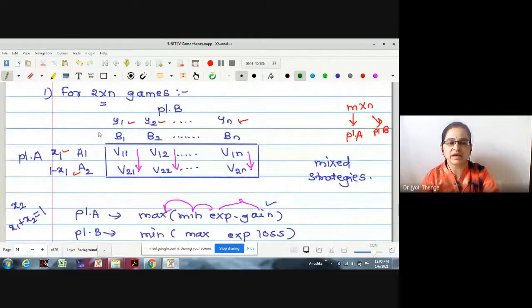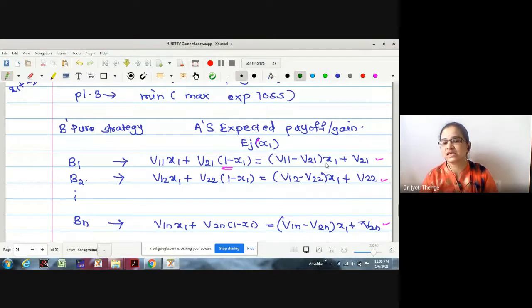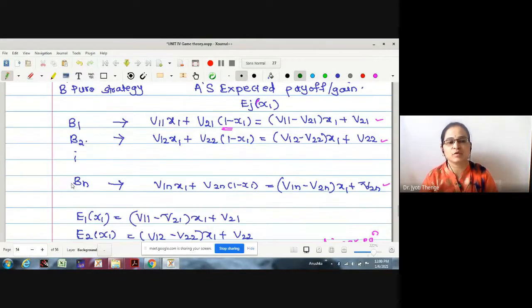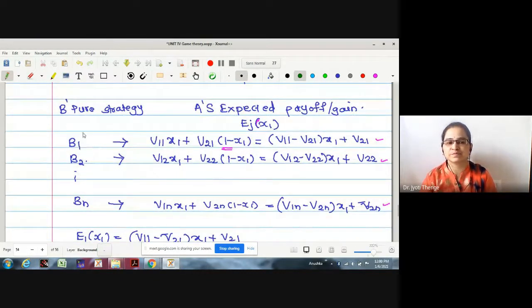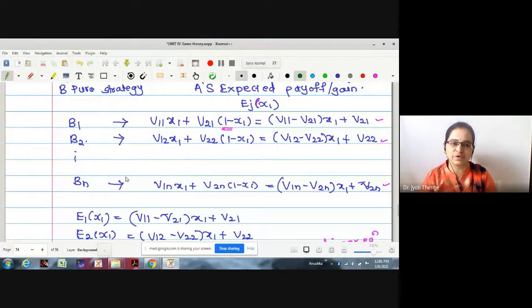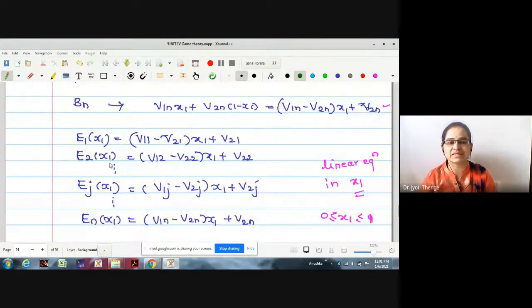So what will be the expected gain by player A if B chooses to play B1? As we have discussed already with the help of the expectation definition, this is v11 into x1 plus v21 into 1 minus x1. This is what we have written, a linear equation in x1, right? Similarly, for B2, that is selecting B's pure strategy to be B2, we have written A's expected gain. Continuing for all n pure strategies of B, we have written the expected gain. All those we have denoted by the symbols E1, E2, and so on. That is the first expectation.